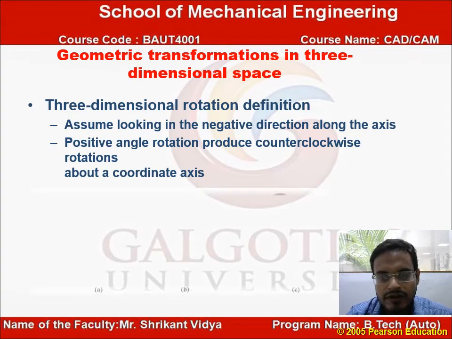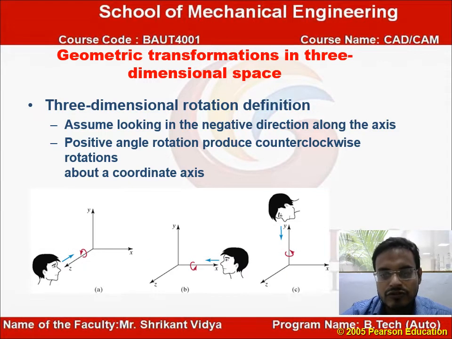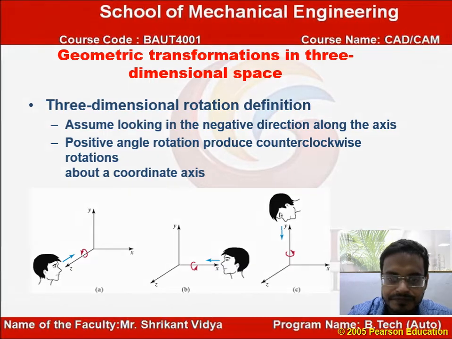Now for the three-dimensional rotation definition, we assume that we are looking in the negative direction along the axis. A positive angle rotation produces counterclockwise rotation about a coordinate axis. In the diagram, you can see that from the z-axis the positive angle is counterclockwise. If you see from the x-axis, the positive angle is taken in the counterclockwise direction. If you see from the y direction, the counterclockwise rotation is given as the positive angle.